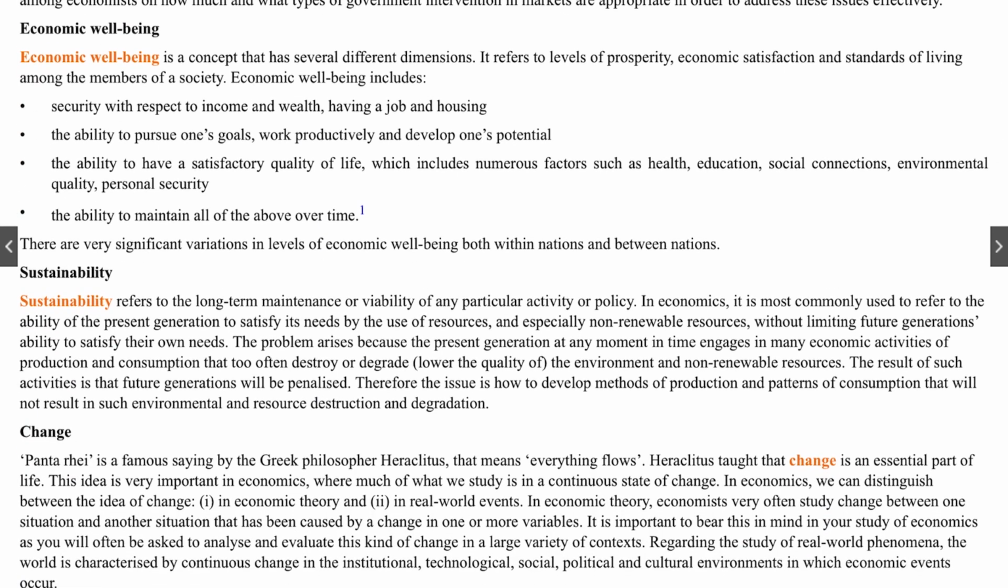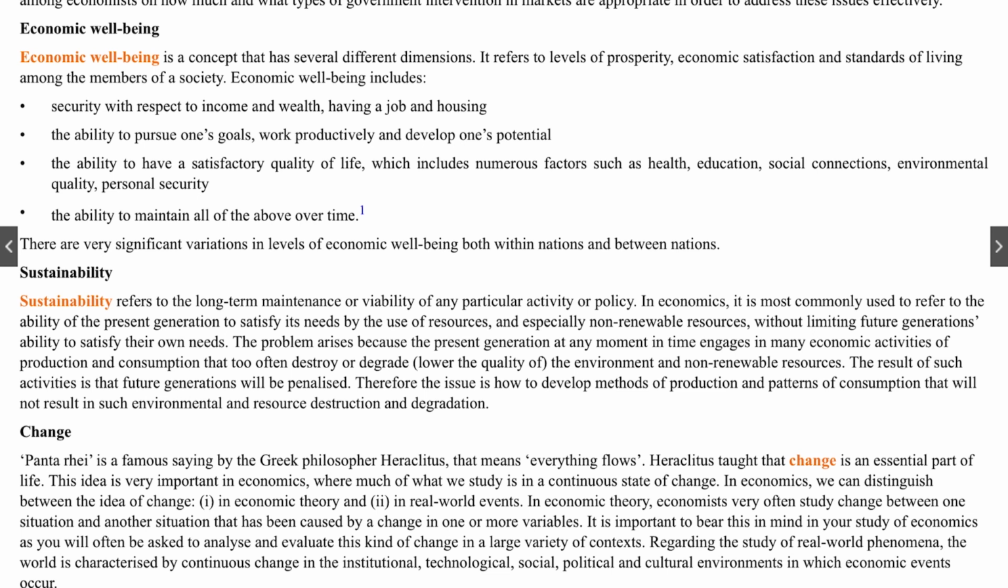So next we have economic well-being, which is a concept that has several different dimensions, as the book says. The first one is security with respect to income and wealth, having a job and housing. So this refers to an individual having economic well-being, and usually this just means that they have a job, they have wealth, they have a house, etc. Most of these are on a personal basis.